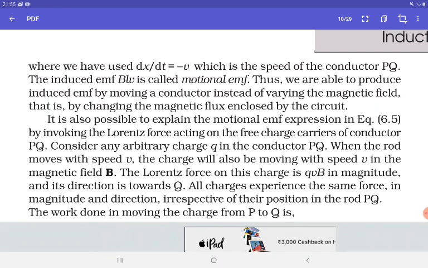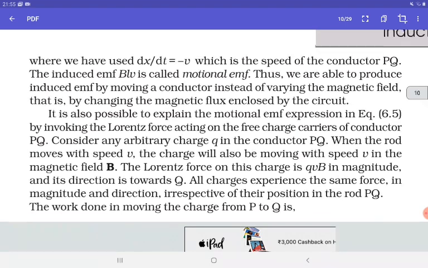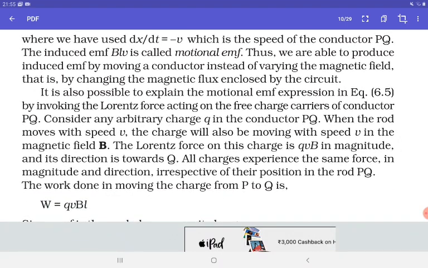Thus, we are able to produce induced EMF by moving a conductor instead of varying the magnetic field, that is, by changing the magnetic flux enclosed by the circuit.